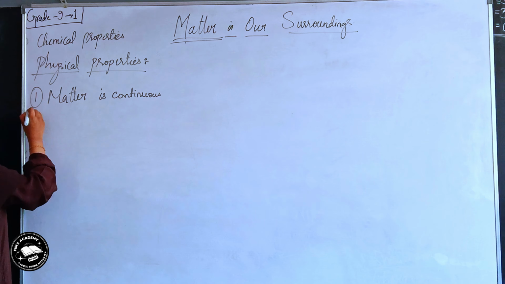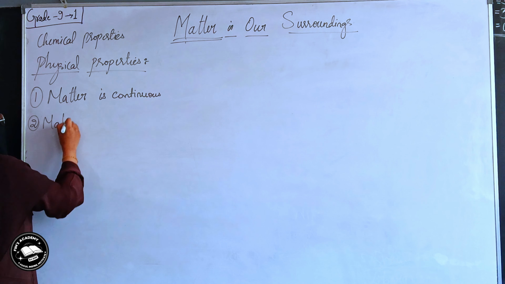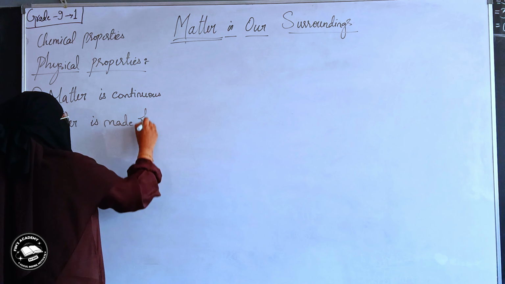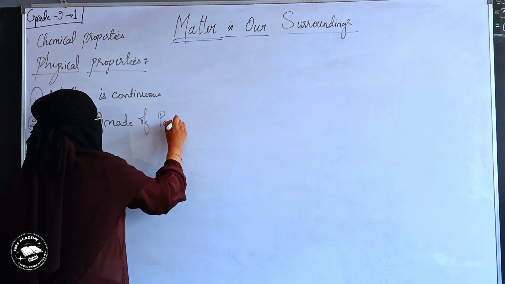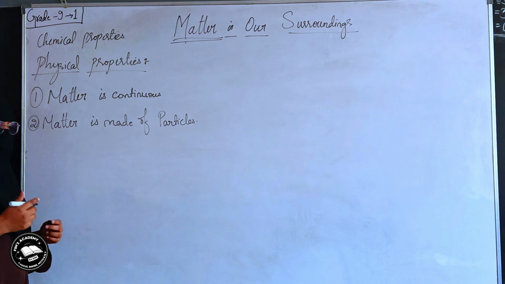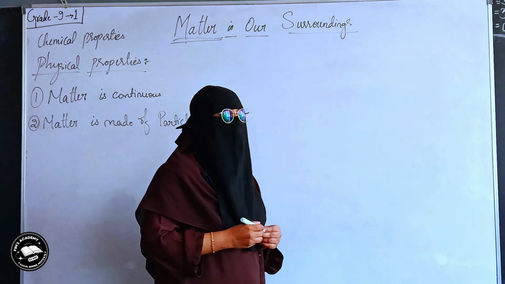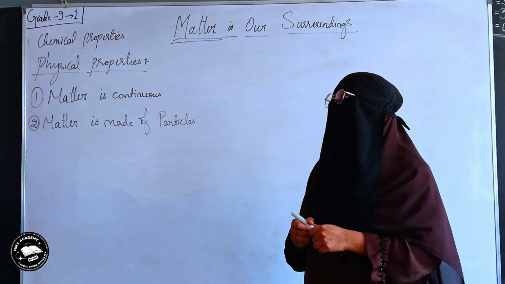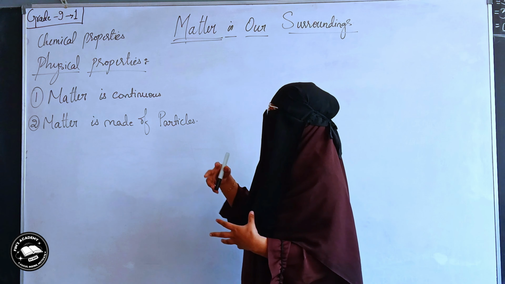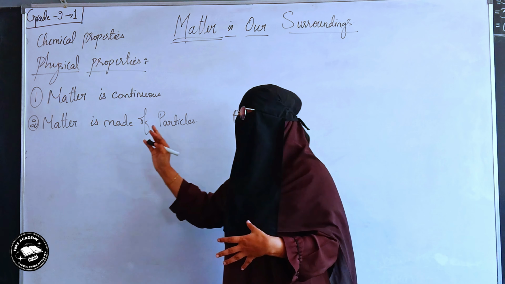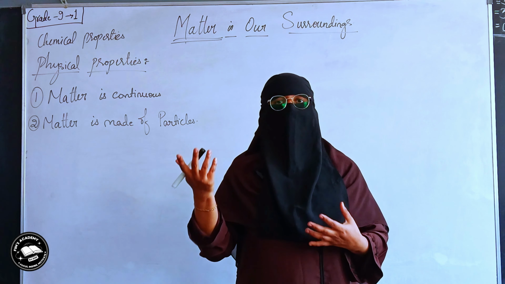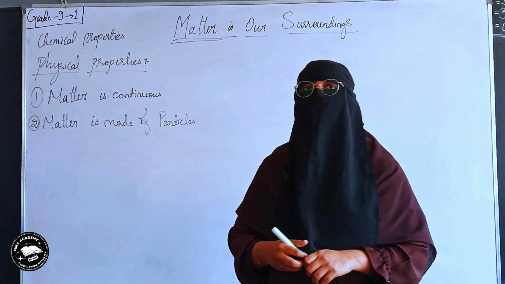But the other school of thought says that matter is made up of particles. Now we know that science is a subject where we can't simply say something and leave it. We have to prove it, right? Now let's prove whether the matter is continuous in its nature or is matter made up of particles. Let's take an anecdote and try understanding it.